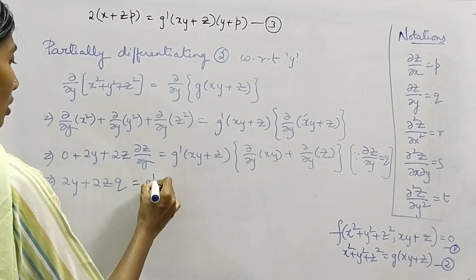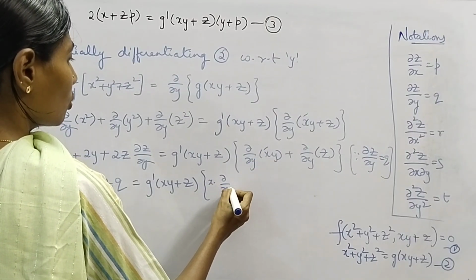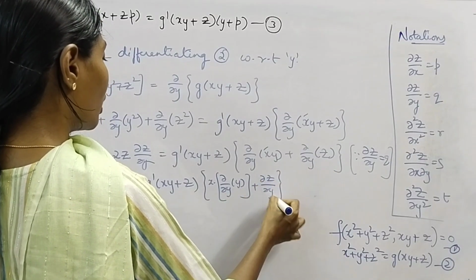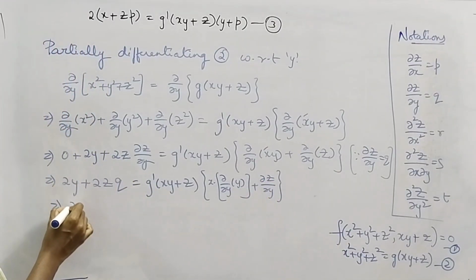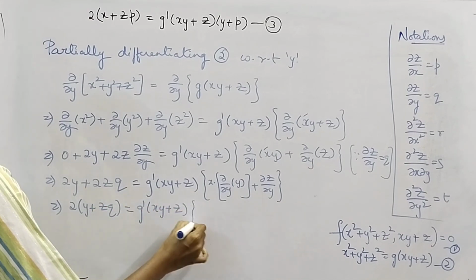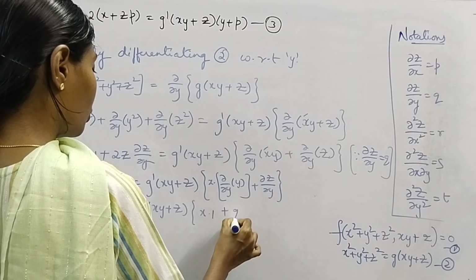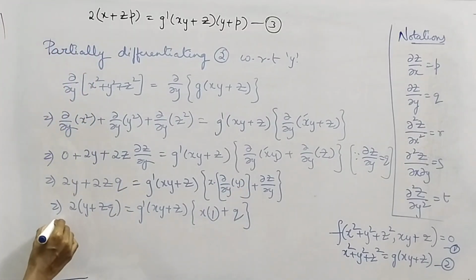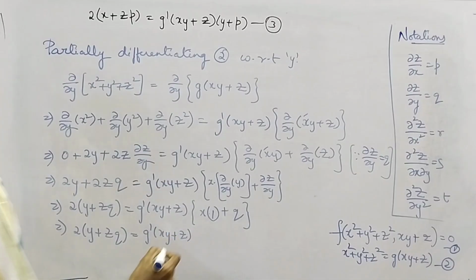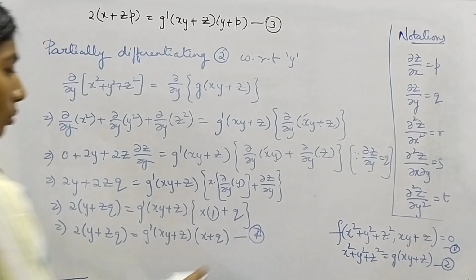is equal to g dash of xy plus z into, here we can take x as constant and write it as x into dou by dou y of y, plus partial derivative of z with respect to y is dou z by dou y. Again we'll replace it by a notation q, and here we can take 2 common, you'll get 2 times y plus zq equal to g dash of xy plus z into x times partial derivative of y with respect to y is 1, plus, we'll just replace it by q, right? And this gives us 2 times y plus zq equal to g dash of xy plus z into x into 1, x plus q. Consider as equation number 4.